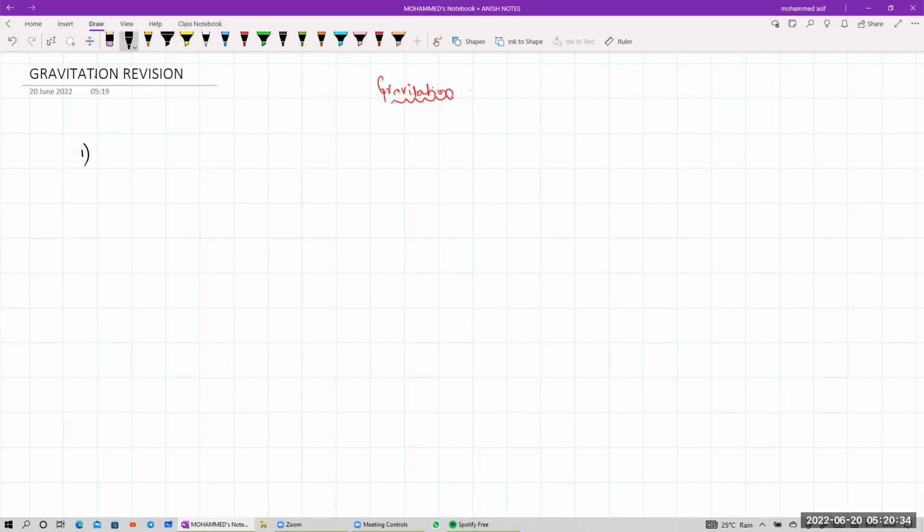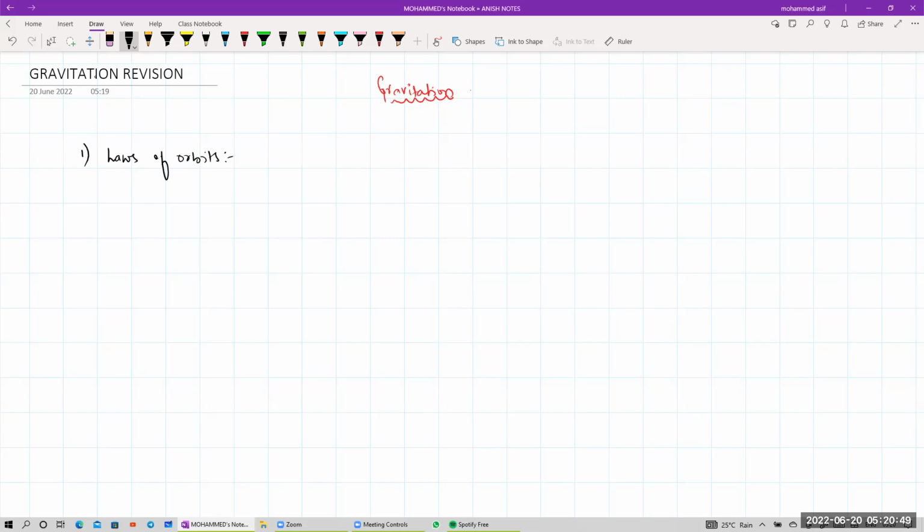And the second one is known as the law of areas. Important for numericals. What is Kepler's second law? Kepler's second law is known as the law of areas. The first law is known as the law of orbits. What is the law of orbits?